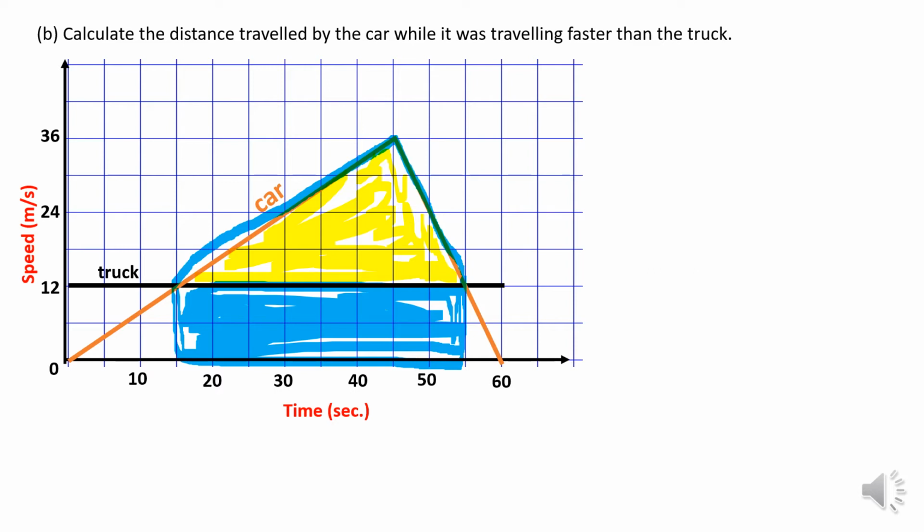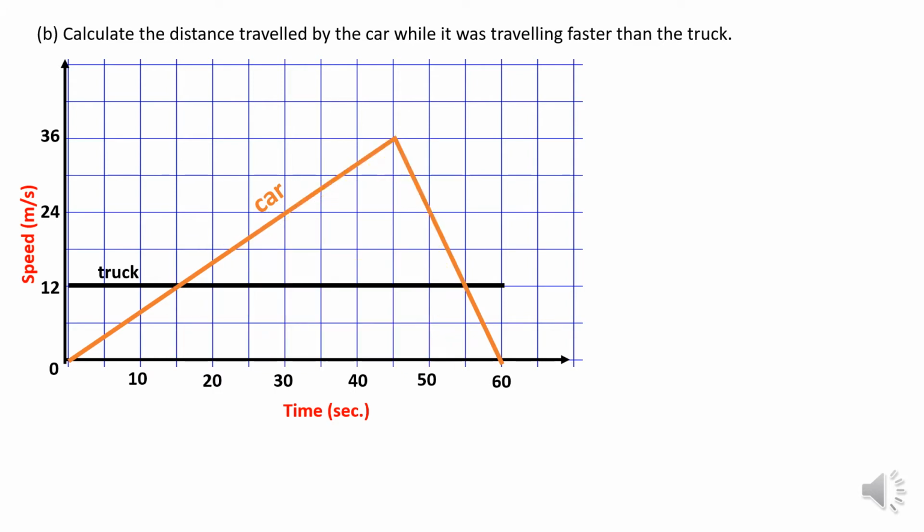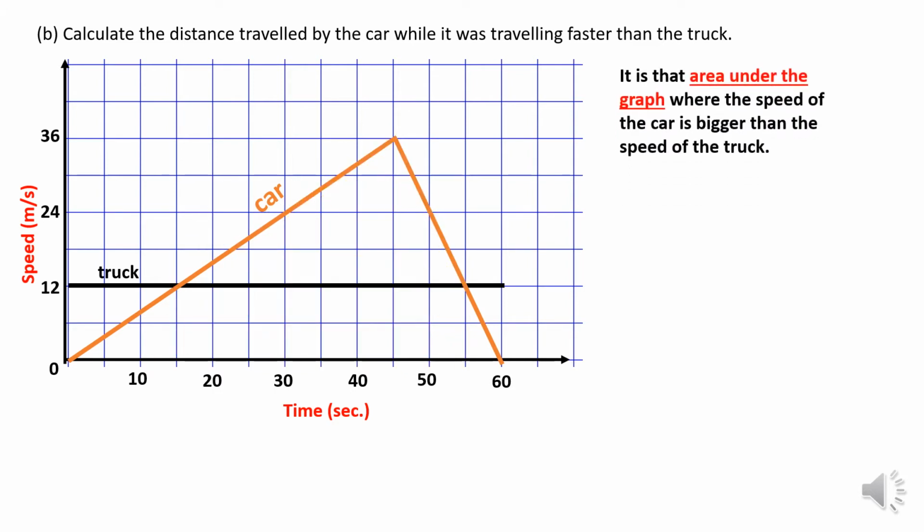In order for us to find the area, we can have a rectangle here and maybe two right angle triangles, or you can find the area of the triangle and add them all up. That is how we are going to do this question. Again, it's just the area under the graph where the speed of the car is higher than the speed of the truck. These points of intersection mark that whole area.